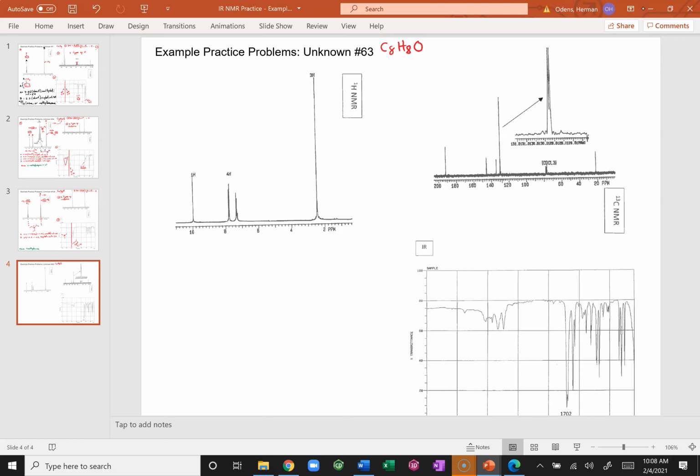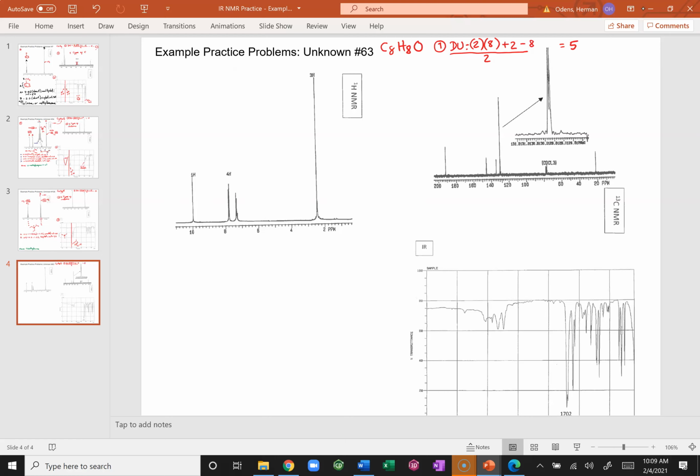C8H8O. All right, let's find the DU. First thing, find the DU. DU is equal to 2 times the number of carbons, that's 8, plus 2, because we don't have a nitrogen, minus the number of X, that's 8, divide all that by 2. That is equal to 2 times 8, 16, plus 2, that's 18. 18 minus 8 is 10. 10 divided by 2 is 5.